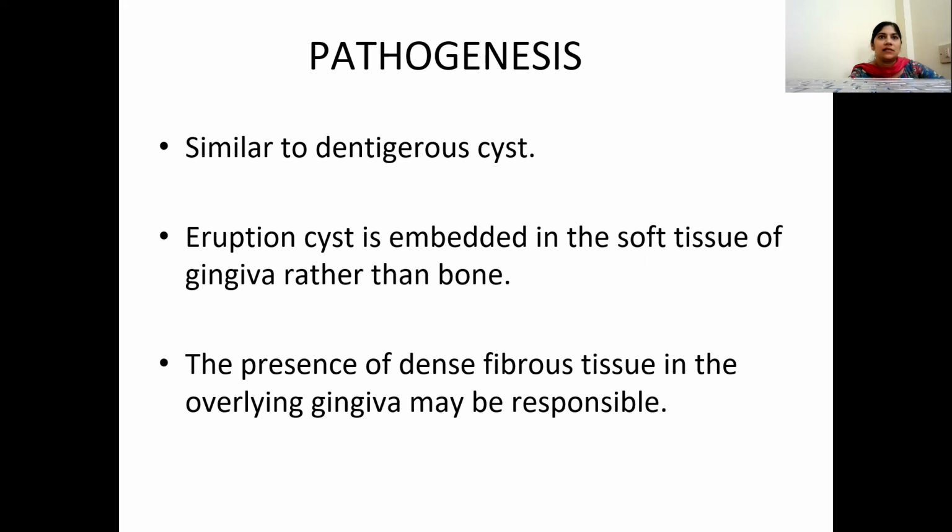Pathogenesis of an eruption cyst. It is similar to that of a dentigerous cyst. Eruption cyst is embedded in the soft tissue of gingiva rather than bone. The presence of dense fibrous tissue in the overlying gingiva may be responsible for the eruption cyst. So, as we said earlier, it is similar to that of a dentigerous cyst. The presence of dense fibrous tissue that prevents the eruption of the tooth will lead to the presence of an eruption cyst.